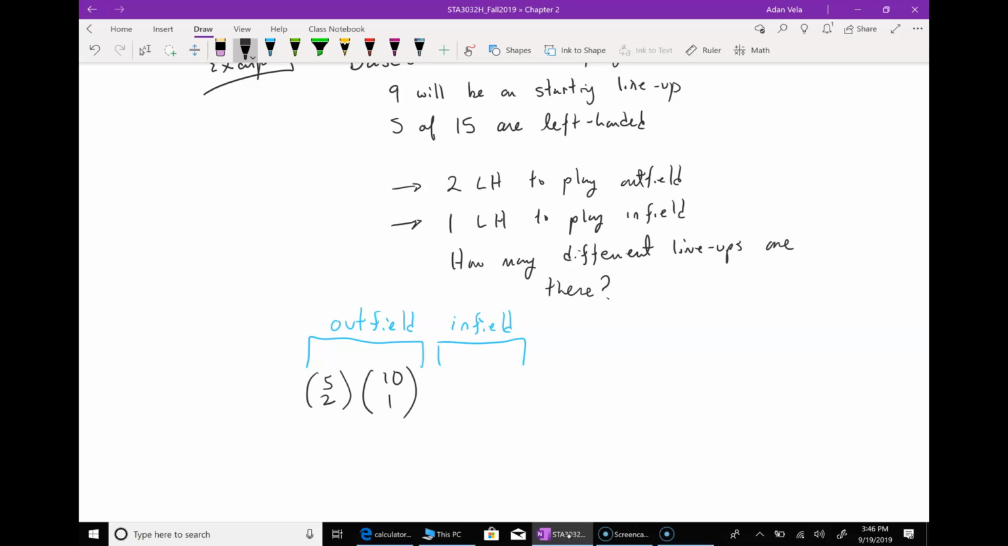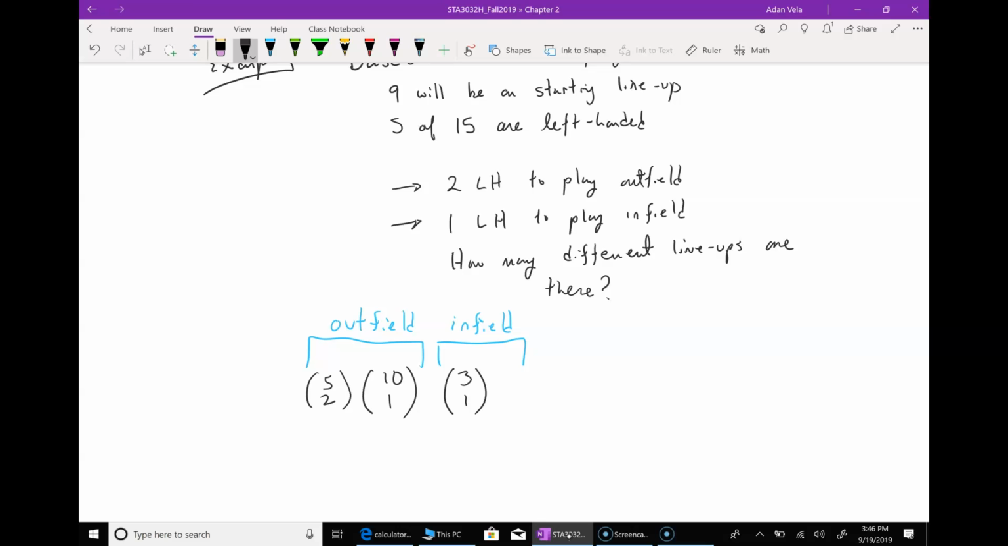So now let's focus in on the infield. The infield has 6 positions, right? And we're going to start by assigning one of those positions to our left-handed player. Now in this case, the notes are wrong. After we've assigned 2 left-handed players to the outfield, how many left-handed players do we have left? 3, yeah. So we're going to pick one of those 3 players to play infield.